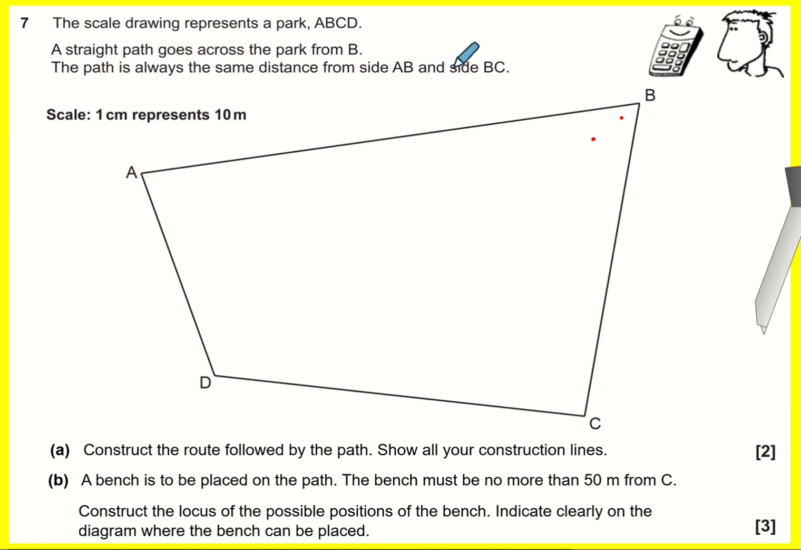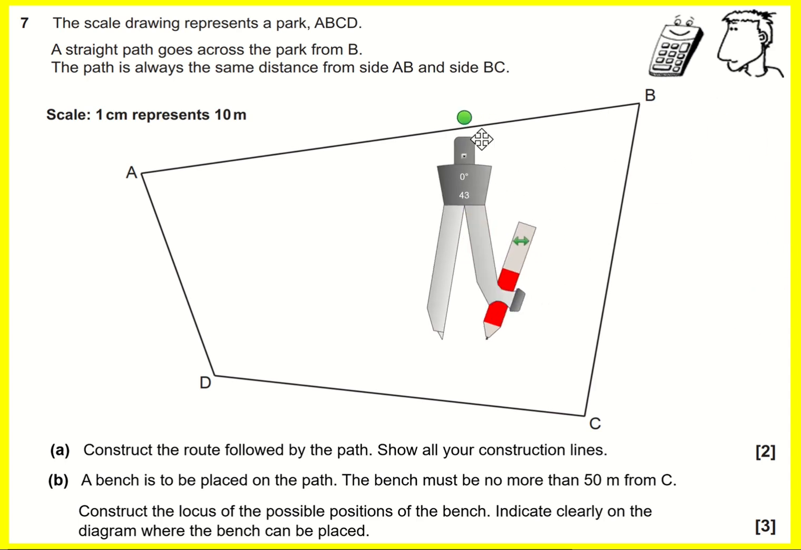Well, what we need to do is draw an angle bisector. Split this angle into two, and that will necessarily split it so it's halfway between AB and BC. To do this, you need a pair of compasses.